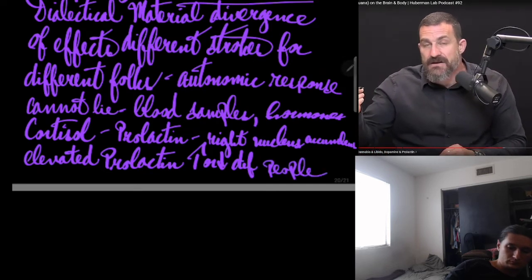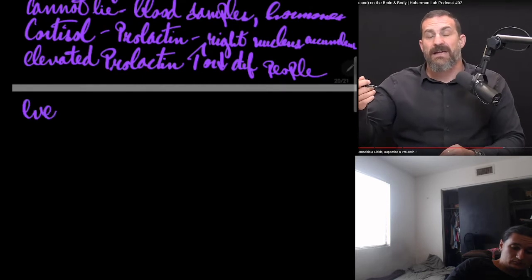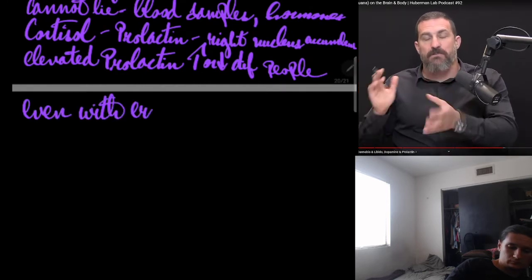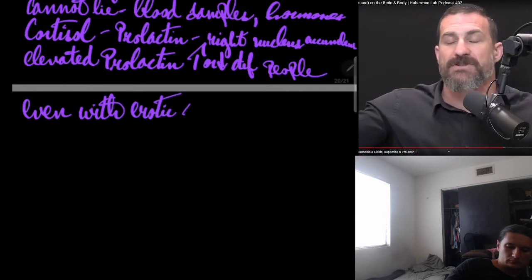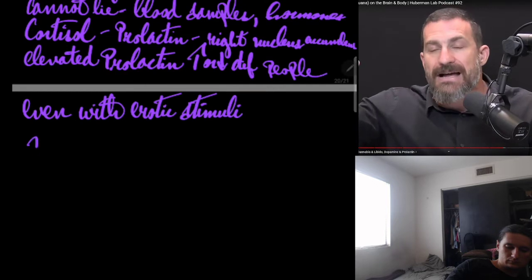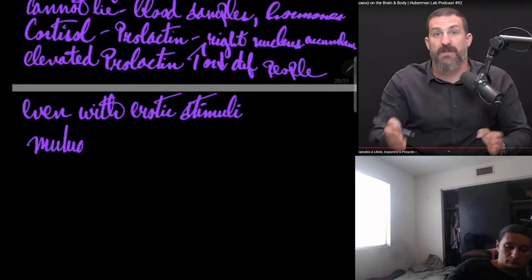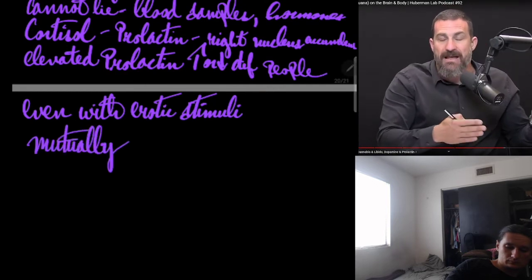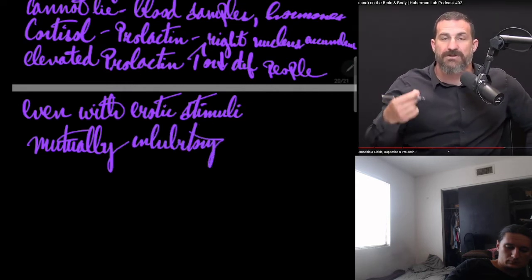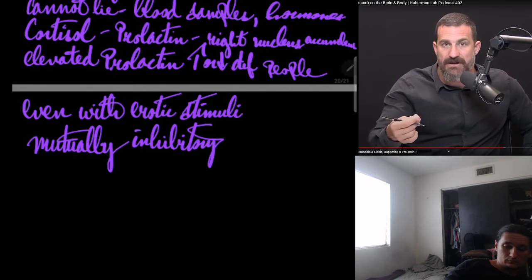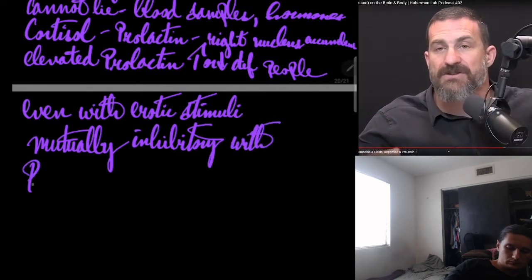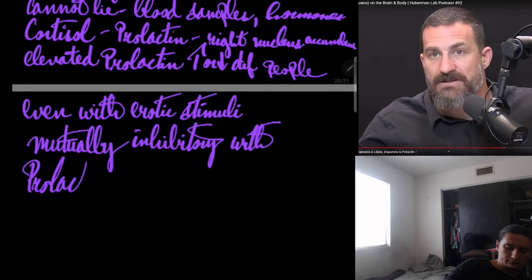That makes sense because prolactin is mutually inhibitory, as we would say. It's kind of in a push-pull with dopamine. When dopamine levels are high, prolactin levels tend to be low. And when prolactin levels are high, dopamine levels tend to be low. The other group, so-called group A, that experienced elevated levels of sexual arousal when under the influence of cannabis and viewing erotic stimuli, that group did not show elevated levels of prolactin in response to cannabis.